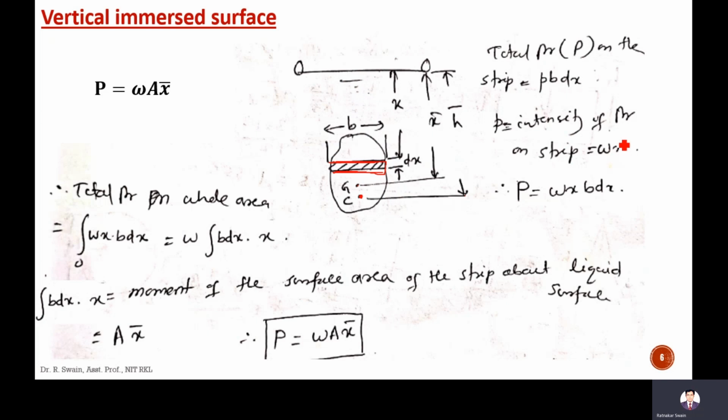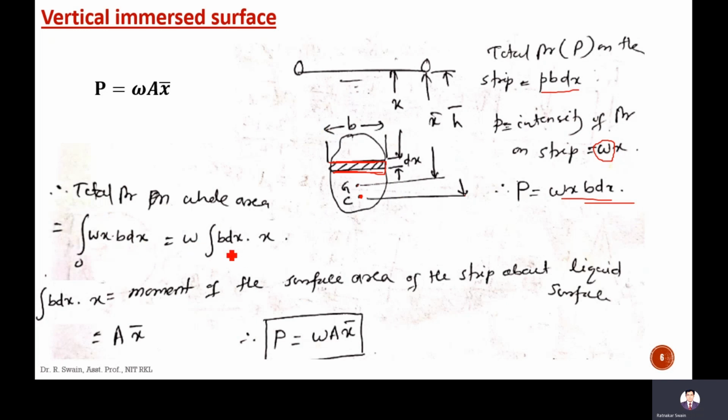Then the intensity of pressure: W is the unit weight. So unit weight multiplied by the depth gives the pressure, force per unit area. The total pressure on this strip will be W x B dx, that is, W x into B dx. So the total pressure on the whole area will be the integration of W x B dx.